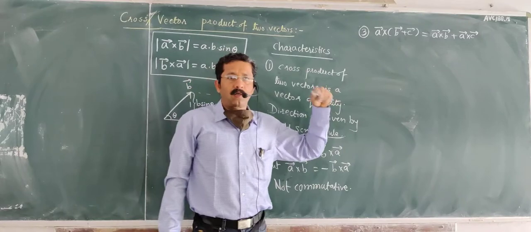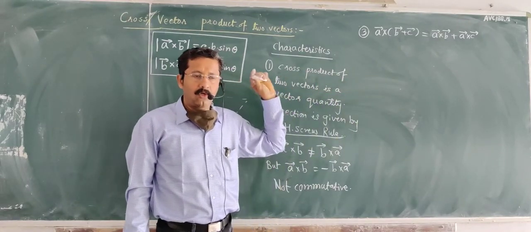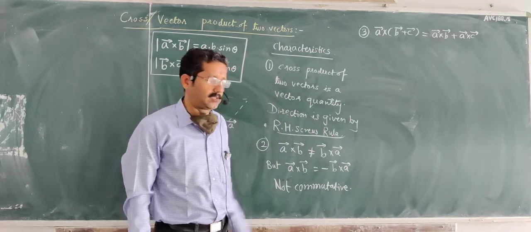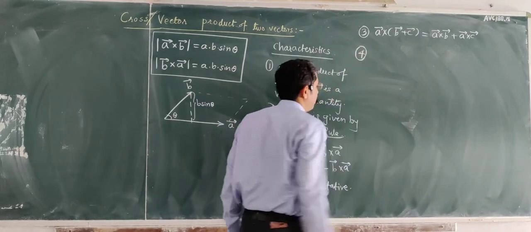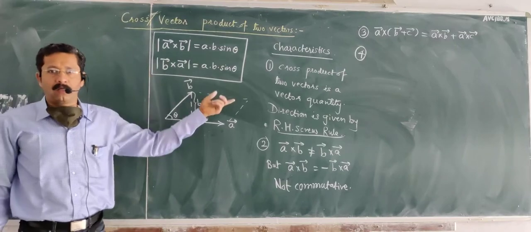That is, cross product is also distributive over addition. Dot product was also distributive. Cross product is also distributive over addition. The next thing which we did there was, what if the two vectors were perpendicular?